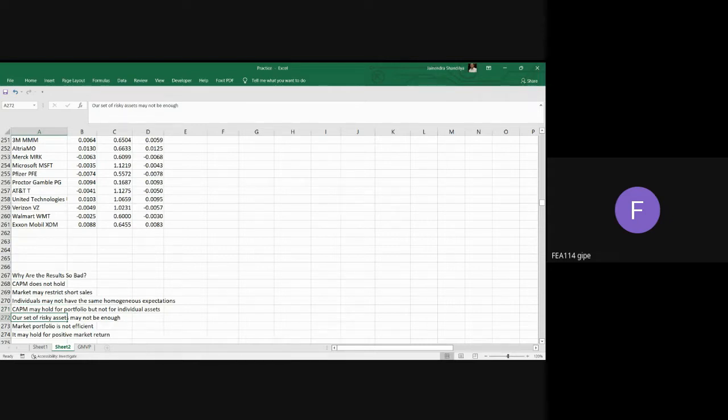And this is anyway a criticism of CAPM, that our set of risky assets may not be enough, because we have taken just 30 stocks to draw a securities market line. However, the S&P 500 index may be driven by the return of oil, which is not included here, or by the return of commodities, which could be gold or anything. So the universe of risky assets should be large. And of course, if the market portfolio is not efficient, the S&P 500 may not itself be efficient. That's why the SML is not efficient.